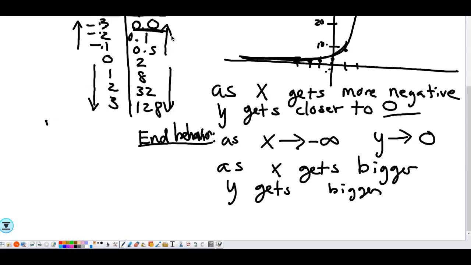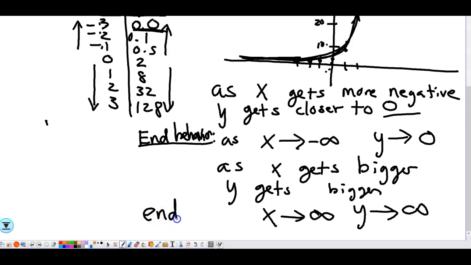Okay? So how do you think I'm going to write this? As x goes to bigger, how am I going to write bigger here? Don't let the arrow go up. Positive infinity. As x goes to positive infinity, what's happening to the y value? Y goes to positive infinity. Y gets bigger and bigger. And that's what we call the end behavior.